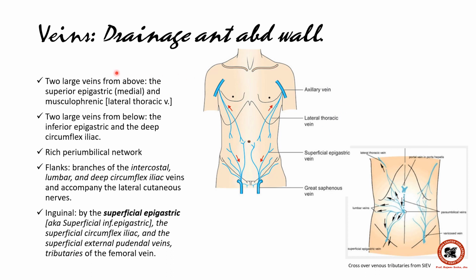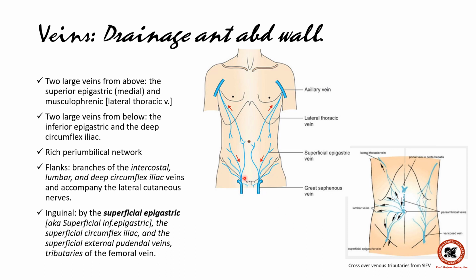Coming to the venous drainage, again there are two large veins from above, the superior epigastric and the lateral thoracic or the musculophrenic, and two large veins from below: number one, the inferior epigastric vein and the deep circumflex iliac vein. On the flanks, you have the perforators. You can see on the flank these perforators coming from the intercostal veins. You have the circumflex iliac vein and accompanying lateral veins. Along with that, the veins form a rich plexus. And from the inguinal region, you have the superficial inferior epigastric vein.